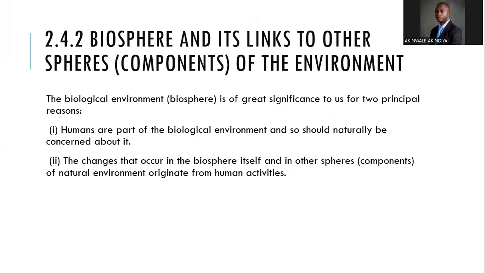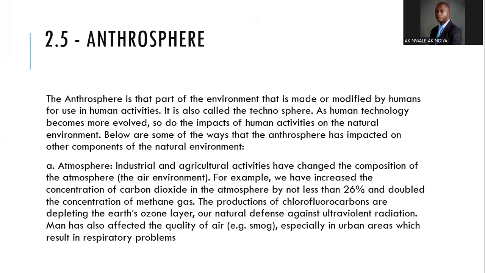The biological environment is of great significance to us for two principal reasons. One, humans are part of the biological environment and so should naturally be concerned about it. Two, the changes that occur in the biosphere itself and in other spheres of the natural environment originate from human activities. Most of these things we are talking about is humans. There is one species of animal that is wiped out. How did they get wiped out? It's human beings. There is a species of plant that is now extinct. It's human beings. And fishes have died off in a river. It's because of discharges, oil spill, and the rest of it. So human activities have a lot of impact on the biological environment.